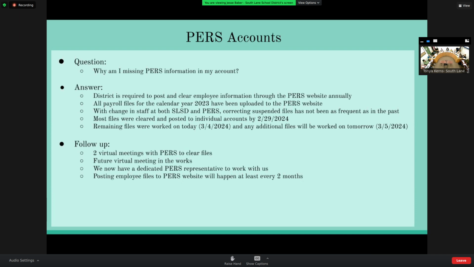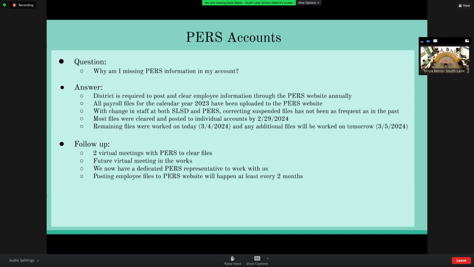That file, then we post overnight. Those errors could be corrected, and as PERS goes through those, they find more inconsistencies that we correct. So it's kind of a circular, ongoing correcting. Again, we've been working directly with PERS on those. We do have a dedicated representative at PERS who is assigned to South Lane School District. We used to have that, and now we have that again.